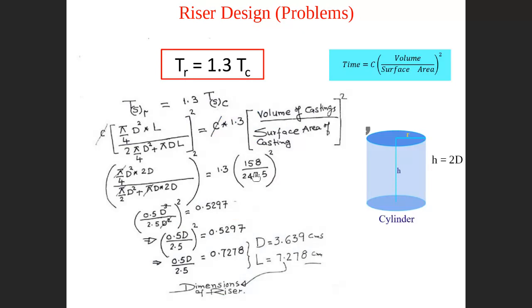Then we know the equation: time of the riser equals 1.3 times the time of the cast. We would like to maintain the liquid in the riser for 30% longer than the solidification time of the cast. The equation is C V divided by A squared for the riser equals 1.3 multiplied by C V divided by A squared for the cast. C will cancel, since C is equal. Why is C equal?